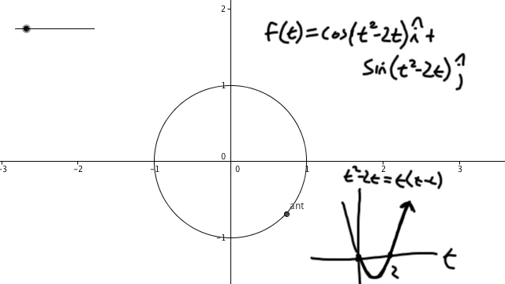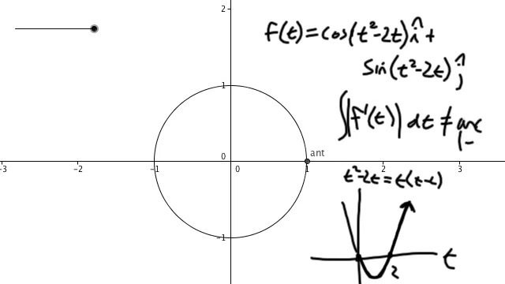Okay, here it goes. Oh, it's backtracking, slows down, stops, turns around, heads back to where it started, and then it continues around the circle. Okay, so in this particular case, if we just integrated the distance, if we just did the integral of the speed, right, we would not get the arc length. And that's because it backtracks.